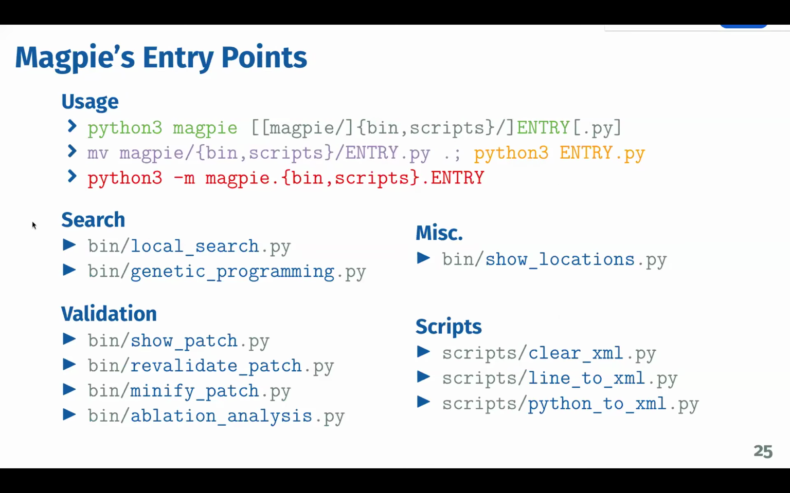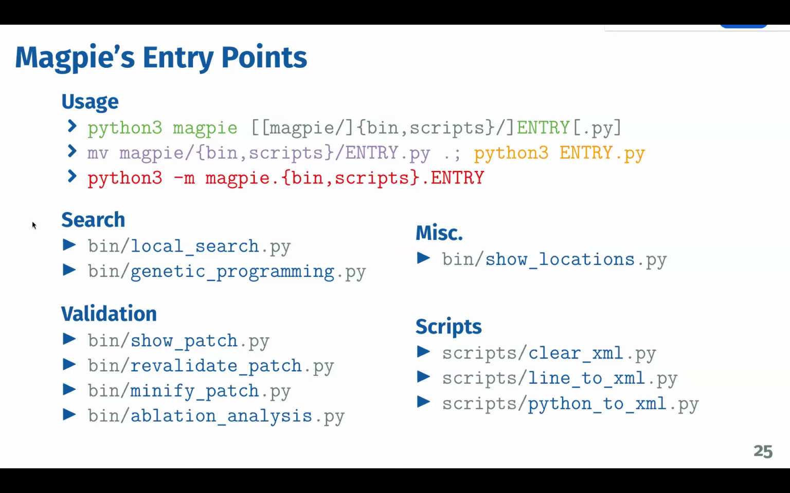I say nicely, this one is the last. And that's a different way Magpie can be used. So the recommended way is simply Python 3, then Magpie, then the things that you want to do. So for example, Python 3, Magpie local search, Python 3, Magpie genetic programming. But it also accepts Python 3, Magpie bin local search dot py. If you, for example, want to autocomplete, that is something that works.